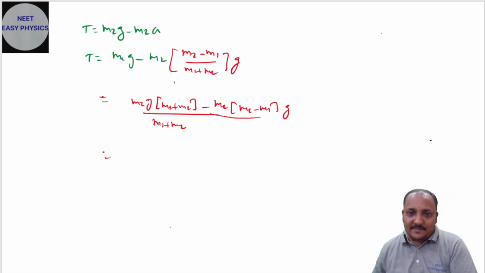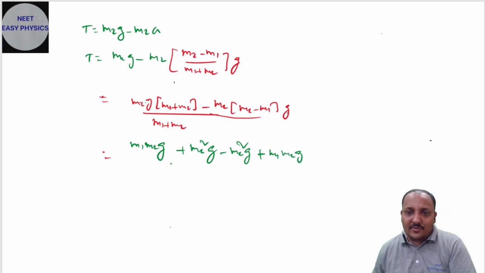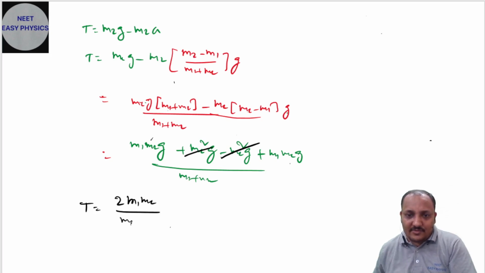Now we can multiply. M2 into M1 gives M1M2G, plus M2 square G, minus M2 square G, plus M1M2G, all by M1 plus M2. Finally, if you cancel these, therefore T is equal to 2 M1 M2 by (M1 plus M2) into G. This is the final equation we have to remember.